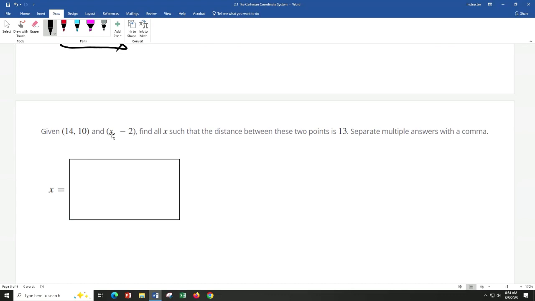How do we feel about 2.1? We all right? It's not due for a while, so we're okay. All right, there we go. Let's jump in. 2.2.